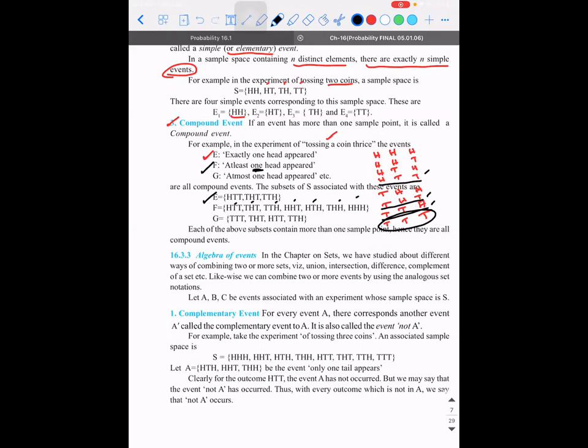See, all these are important points. Concentrate. G is at most one head. At most means you can either have 0 heads or 1 head. So in addition to exactly one head appeared, there will be 0 heads also. That is tail, tail, tail. If you observe event E and G, what is the difference? It is only one sample point that is the difference. That is TTT. Right? So these are all the types of events.